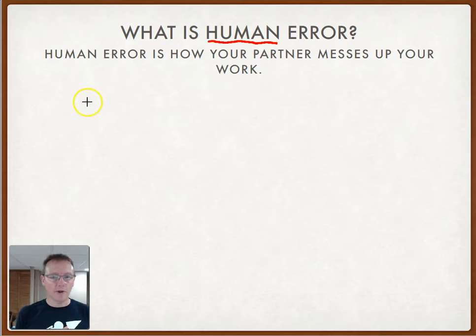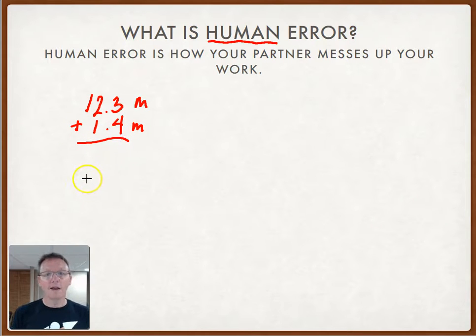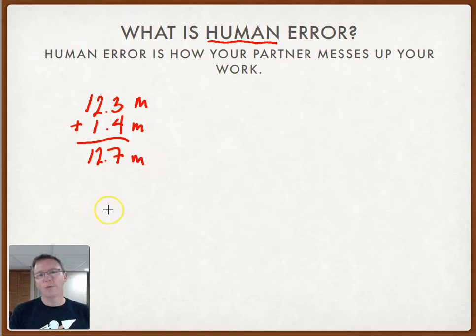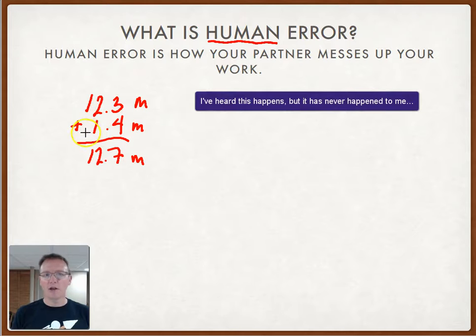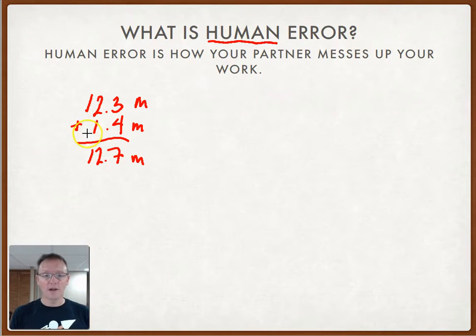Human error is how I like to think of it as how your partner messes up your work. So if you had a length of 12.3 meters and another length of 1.4 meters and you were supposed to find the total length, and your partner, because it's never you, adds those two numbers together and ends up with 12.7 meters, that's human error. Maybe you typed it into the calculator wrong, maybe you tried to do it in your head and did it wrong. Those are problems that are easy to fix because you can go back to your data and do the calculations correctly.